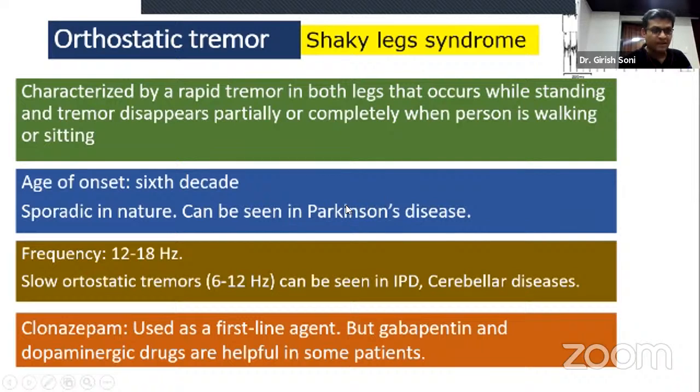If there is underlying Parkinson disease, the tremors could be slow. Otherwise, orthostatic tremors have a frequency of 12 to 18 hertz, very fast tremors. And the drug of choice in such a situation is clonazepam. The other drugs that you can try are pregabalin, gabapentin, even syndopa.